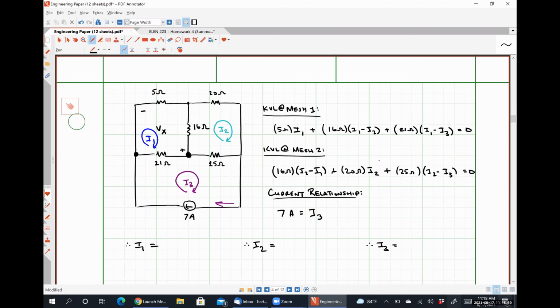I got 5.103 amps for I1 and 4.2073 amps for I2, and I3 is 7 amps. That is exactly what I got as well. So let's bring things home here and figure out how to use these mesh currents to determine our voltage Vx.